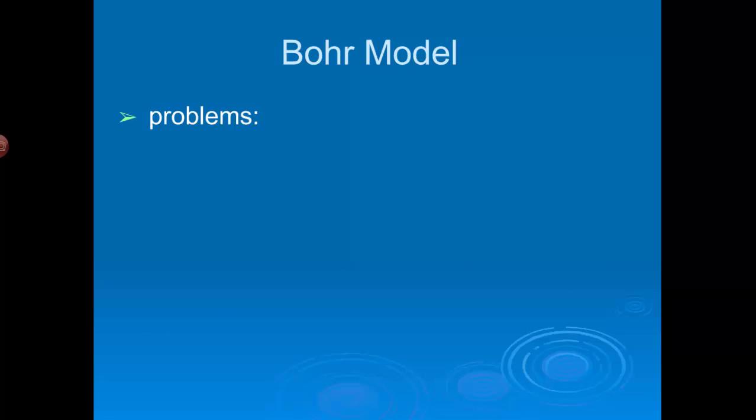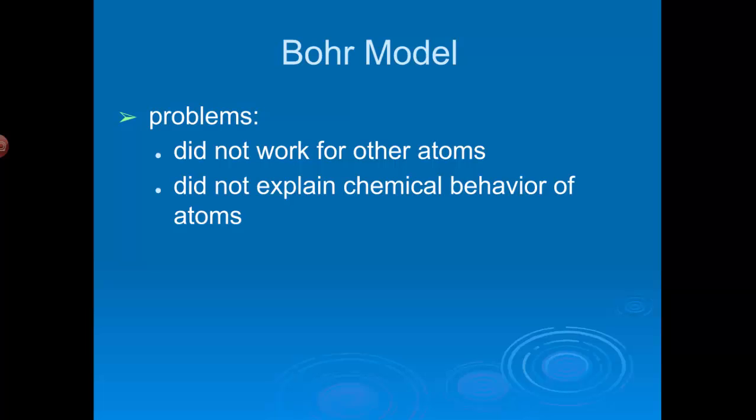Okay. So there are some problems with Bohr's model. The first is it doesn't work for other atoms. It only works for hydrogen. That's kind of a problem if you're trying to create a model. And it doesn't explain chemical behavior of atoms. That wasn't handled by this model.